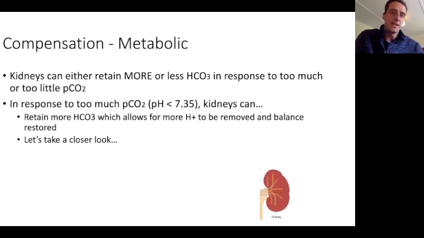Metabolic compensation occurs, as said, through the kidneys, which can either retain more or less bicarbonate in response to too much or too little PCO2. Kidneys can retain more bicarbonate, which allows for more hydrogen ions to be removed and balance restored.